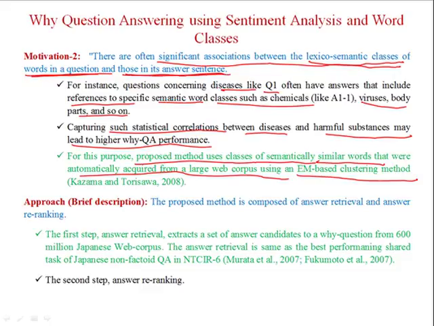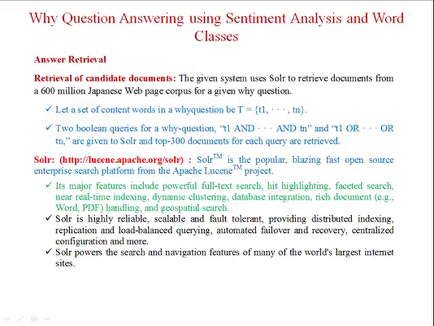Now the approach is a two-step process. The first step is taken from other papers like Murata et al. 2007 and Fukumoto et al. 2007. The first step is the answer retrieval step. It extracts a set of answer candidates to a why question from a 600 million Japanese web corpus. The second step is answer re-ranking. Means first it identifies a set of candidate answers and then re-ranks those answers.